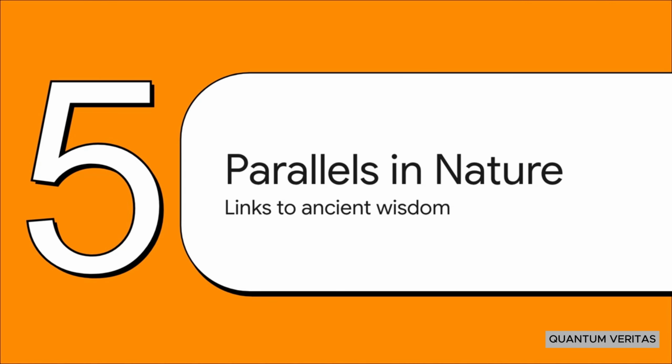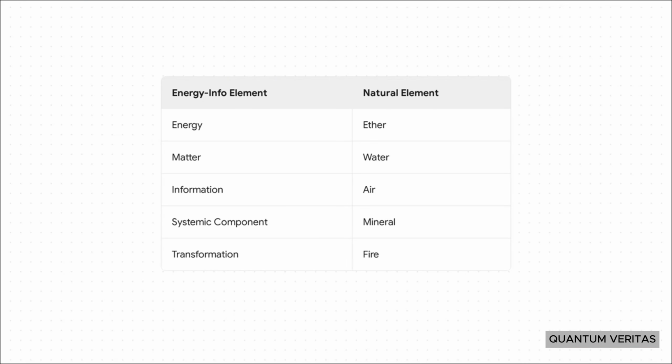To help us wrap our heads around these concepts, the source draws a really fascinating parallel to something a little more familiar: the classical elements from ancient wisdom. And when you look at it, the connections are just so intuitive. Energy is linked to ether, that subtle life force. Matter is linked to water, the substance of life itself. Information is like air, carrying thought and communication. The systemic component, our element of structure, is perfectly represented by the stability of a mineral. And of course, transformation, the engine of change. What else could it be but fire?